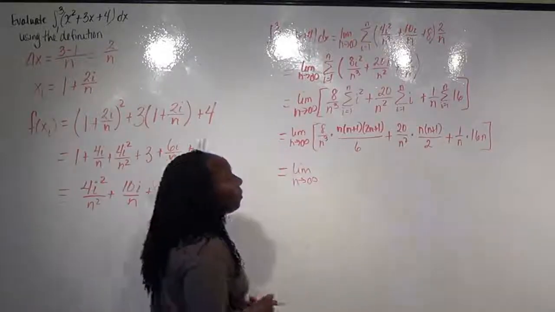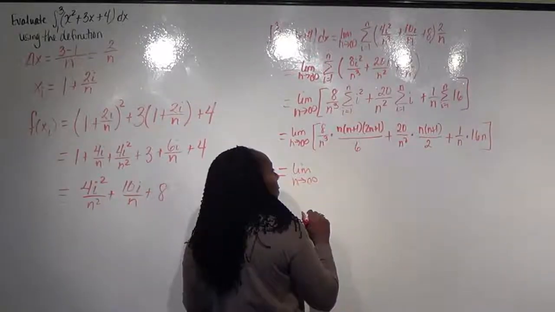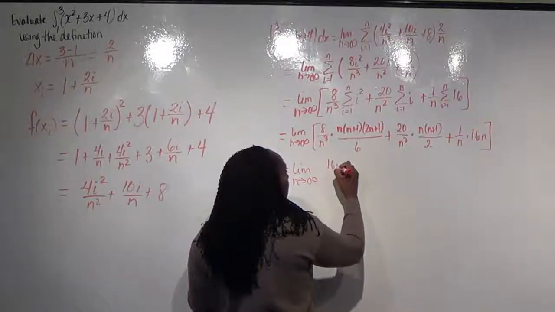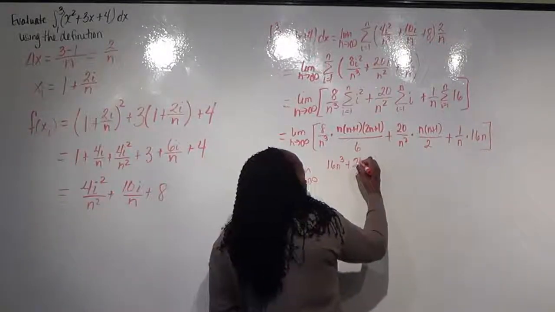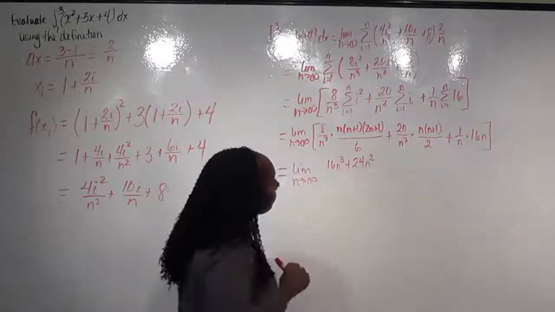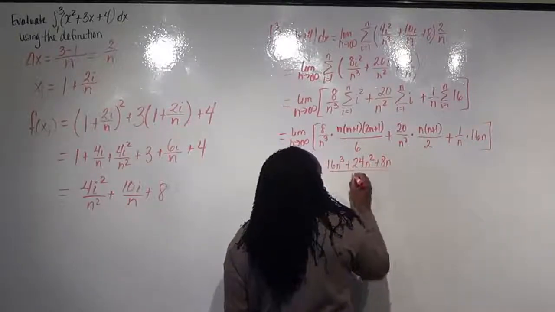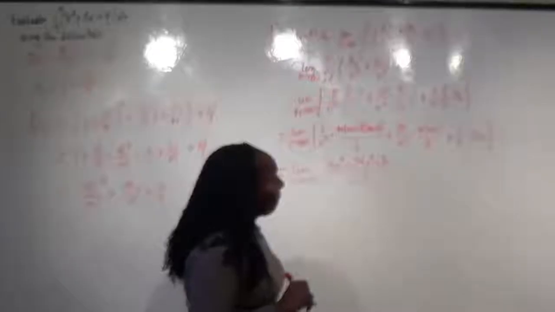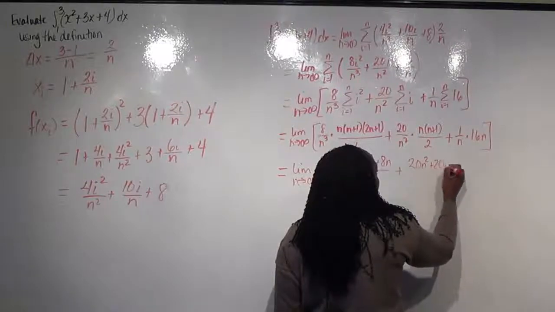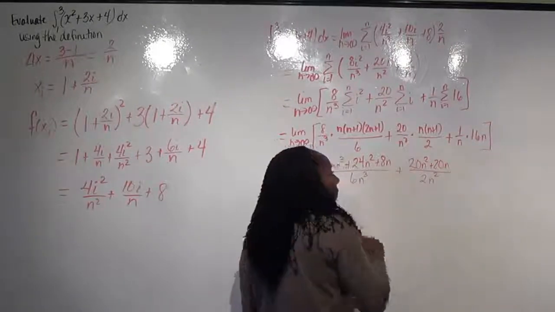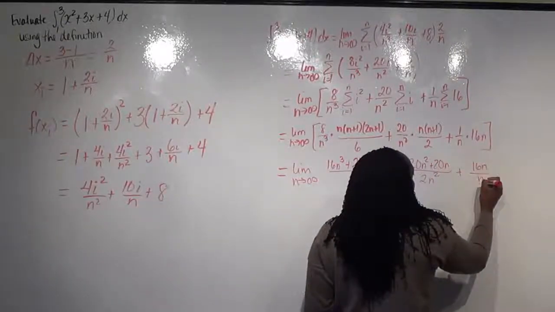So here again, I want to multiply things out. So multiplying out here and then multiplying by 8, I'm going to get a 16n cubed, plus we'll get a 24n squared, plus an 8n, all over a 6n cubed. For the middle terms, we'll get a 20n squared plus 20n, all over 2n squared. And for that last term, 16n over n.